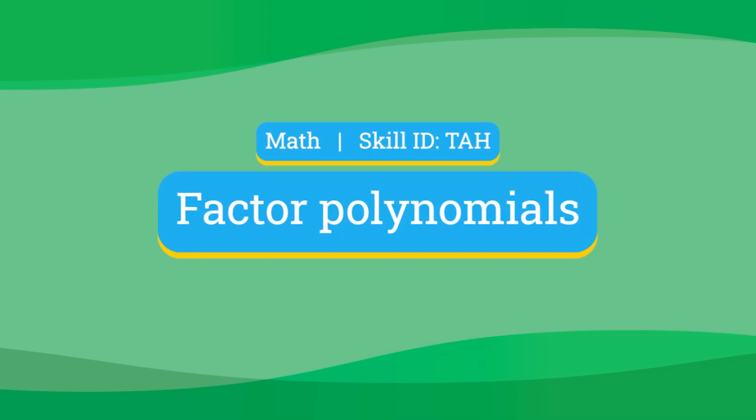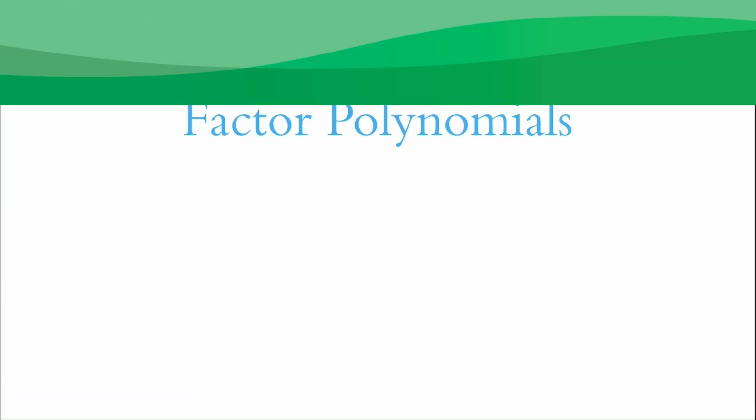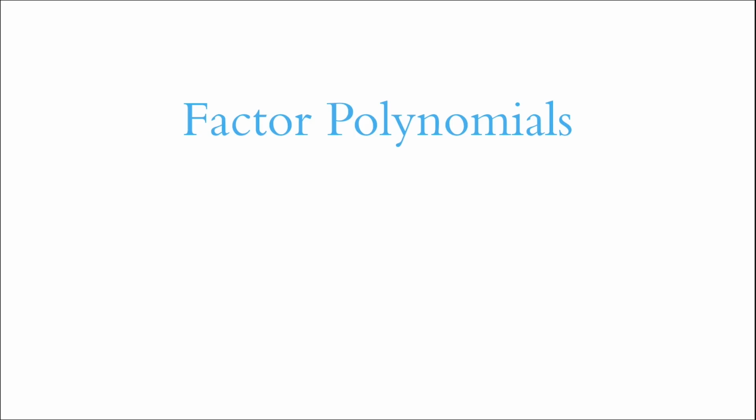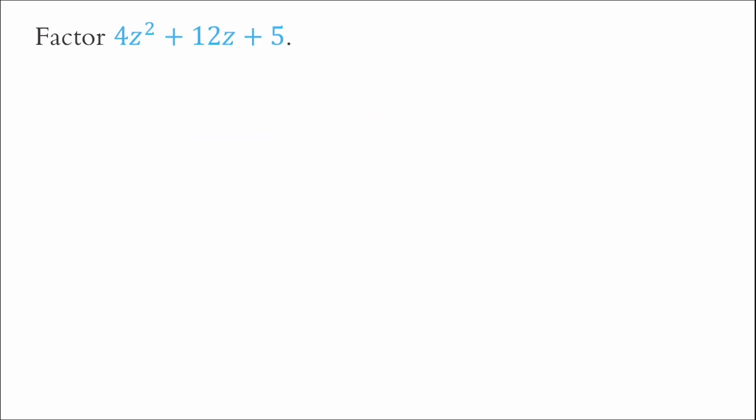In this video, we'll go over a few different factoring strategies and how to figure out which one to use. Let's jump into some examples. For our first example, we want to factor 4z squared plus 12z plus 5.